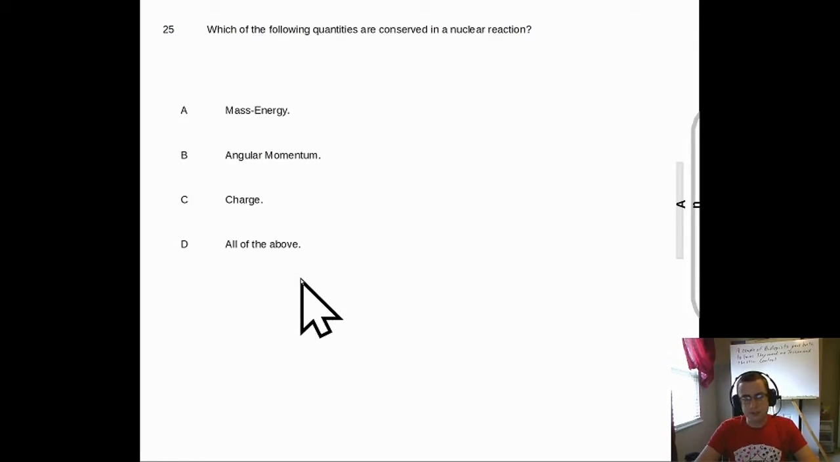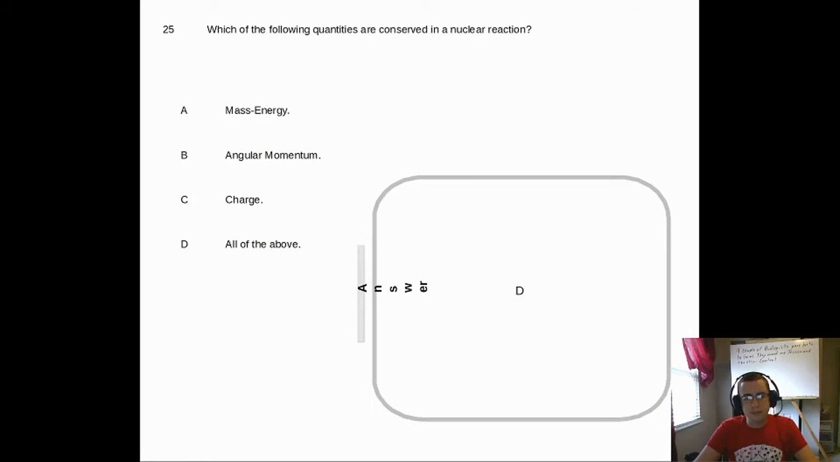All right, which is conserved? And that is going to be all of the above.